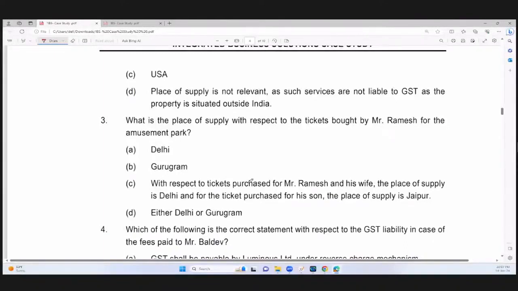पहला ऑप्शन दिल्ली है, फिर विद रिस्पेक्ट टू टिकट दिस एंड इधर दिल्ली और गुरुग्राम। तो यहाँ पे हमारा सीधा आंसर क्वेश्चन 3 का बी है। तो सेक्शन 12 सब सेक्शन 6 के बेस पे यहाँ पे हमने आंसर निकाला गुरुग्राम। ठीक। तो आप देख रहे हैं कैसे, Subsection 6.